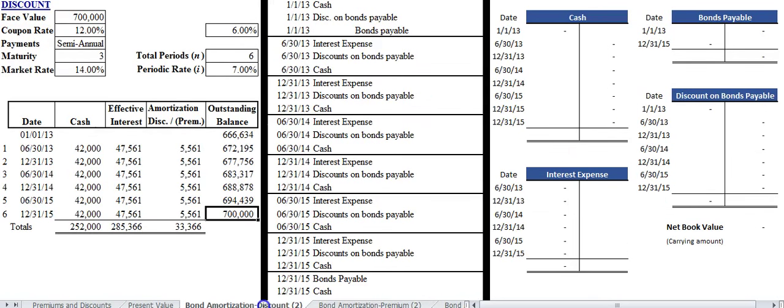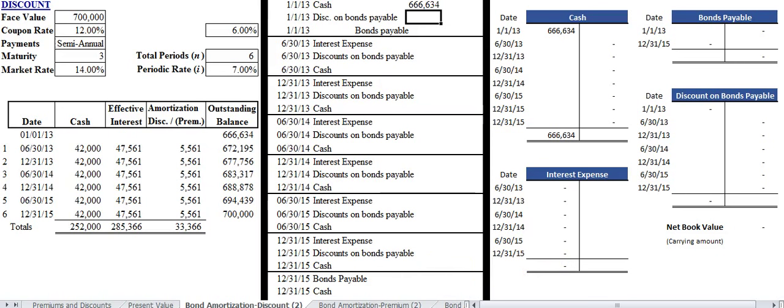Okay, so let's continue with the discount example. Let's start doing entries. Once you create this amortization schedule, now you can do entries, right? So your first entry, you sold the bond. How much did you receive in cash? Well, we already stated that the cash received was $666,634, right? As I do these here, I've linked them so you can see what occurs over here at the GL. So cash of $666,634 came in, which is very good. Okay, so now you've got your money.